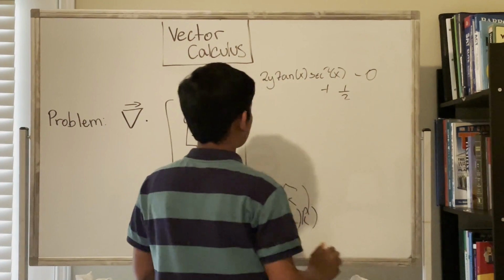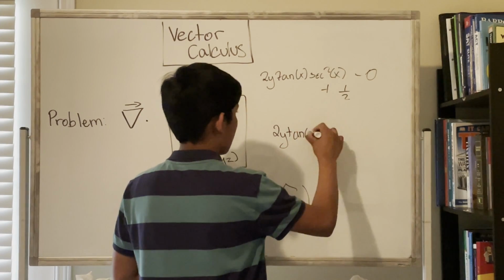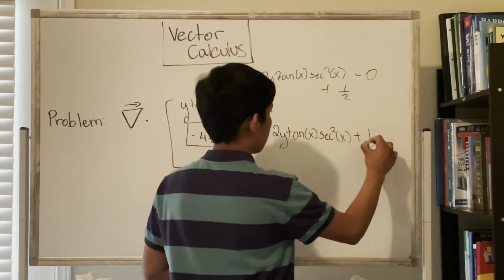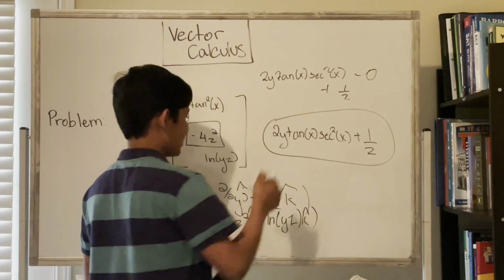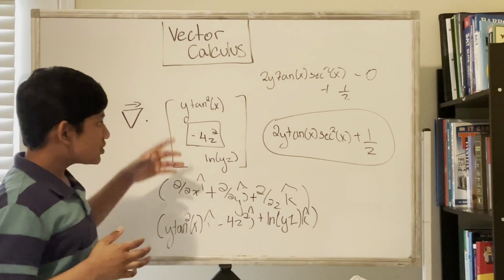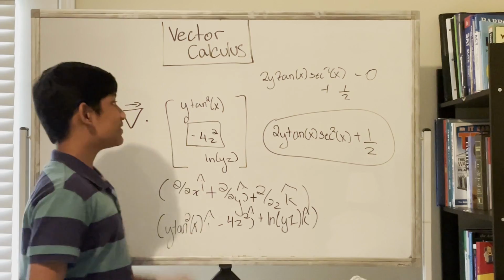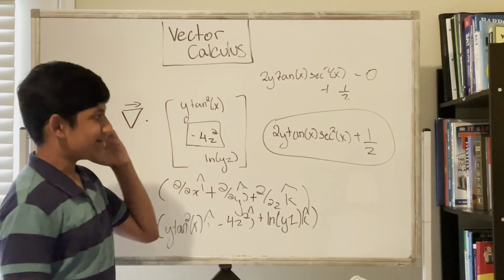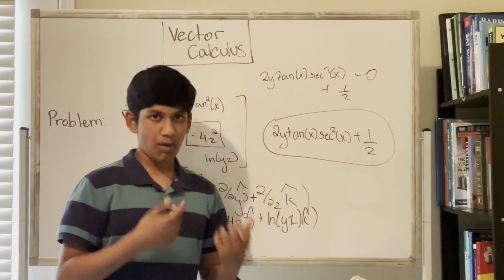We get 2y tangent x secant squared x plus 1 over z as our answer. Okay, so now that we have just taken the divergence of this very complicated looking vector with trigonometric functions inside it and even a natural log function, and it actually seems very easy, we can now talk about the no magnetic monopole rule.